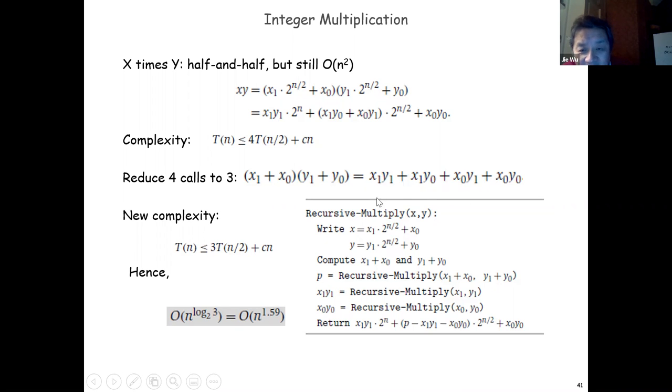Now we see how we make use of this P. The key thing is how you get x1y1 and x0y0. It's easy: just do x1 multiply y1, and another recursive call, x0 multiply y0. When you do that, those are your two calls. The third call is the middle one, P. And the size is really the same.